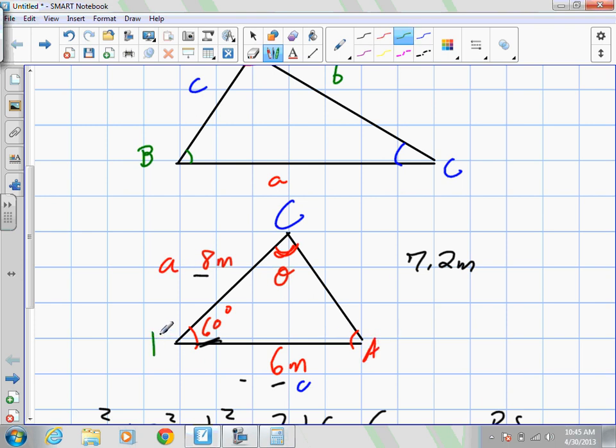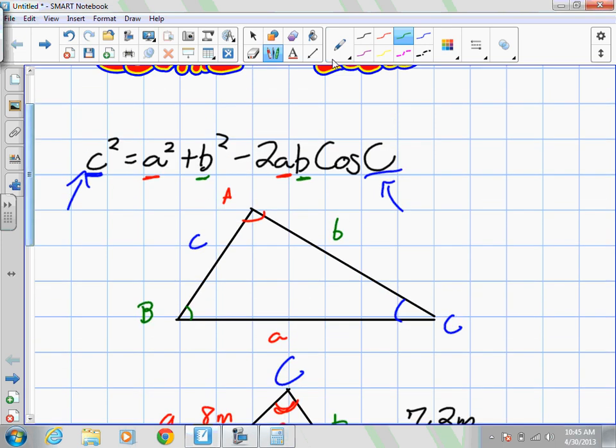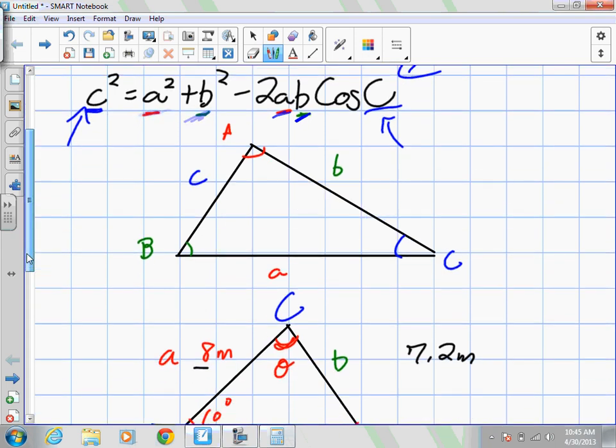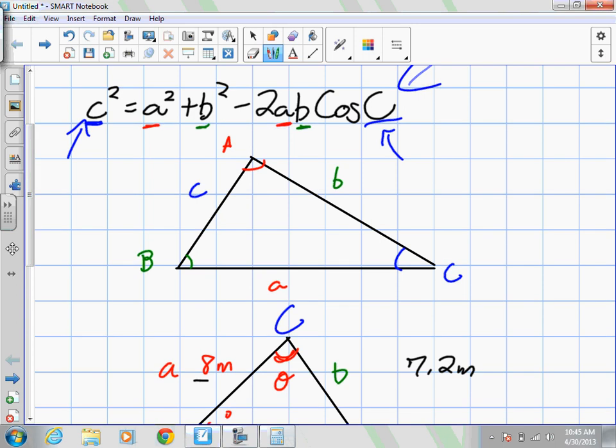Okay. Now, when solving for an angle, what that means is we're actually going to have this measurement here, and we're going to have all of our side measurements. The angle is the only thing we're not going to have. Okay. Now, someone asked, can we use sine law? You can at this point. I just want to show you how to use cosine law to solve for an angle.